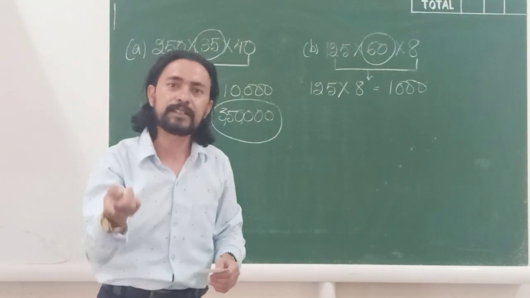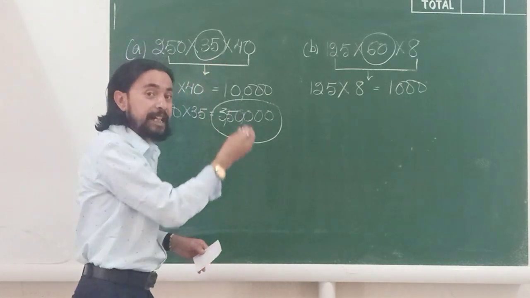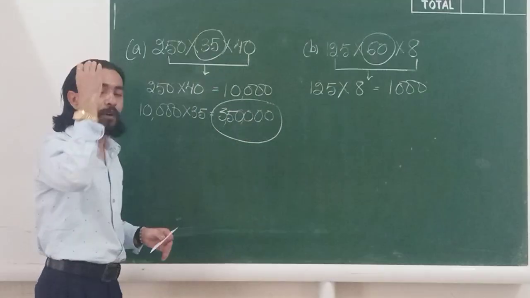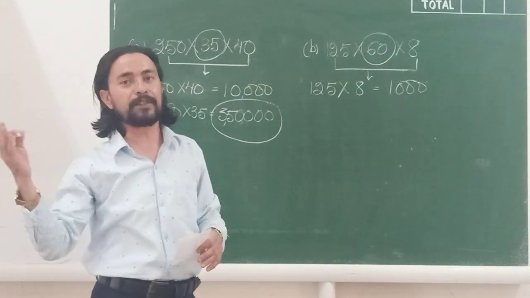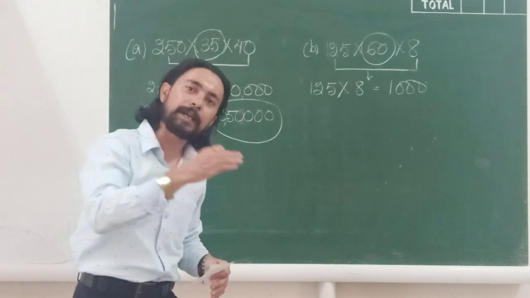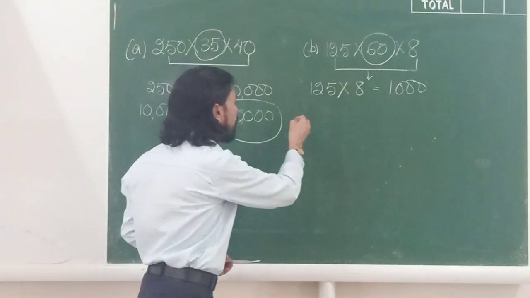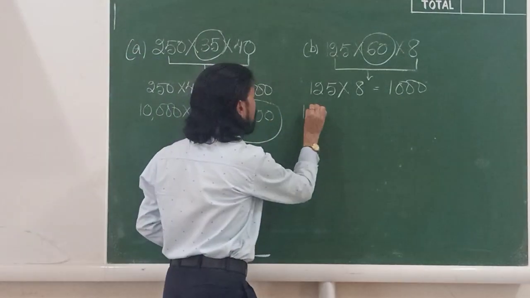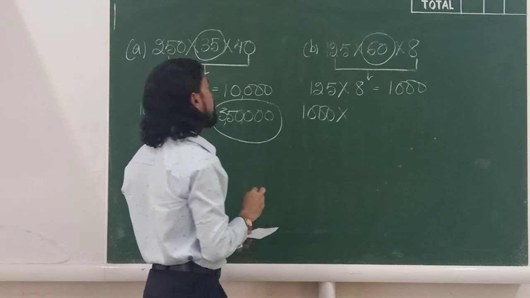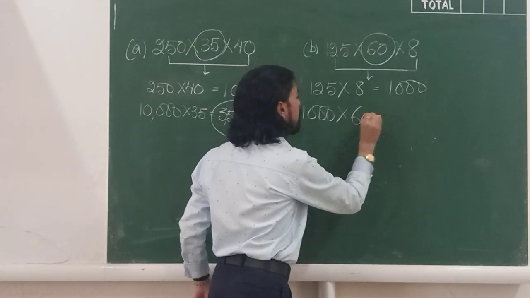2 3s are 6, 3 2s are 6 is the same thing. That is why I told you when we made that table, everything works in the reverse order. Because the first number multiplied by the second number gives you an answer, and the second number multiplied by the first number will also give you the same answer. So 125 into 8 gives me 1000. That answer of 1000 has to be multiplied with what is remaining, 60. And my work becomes easy.